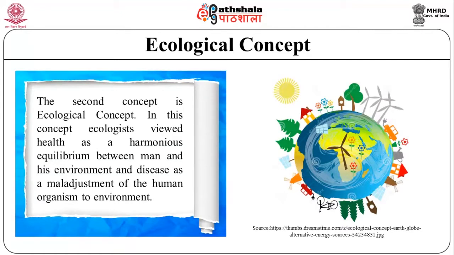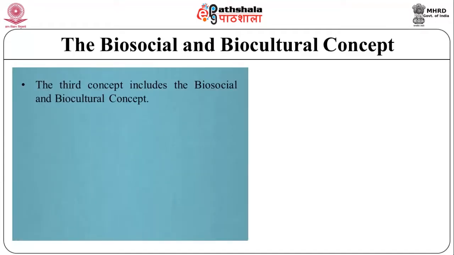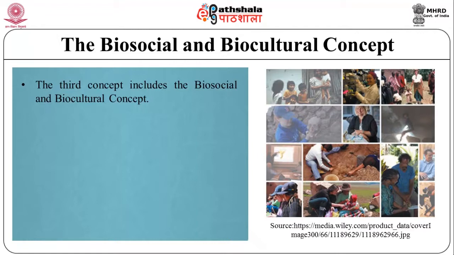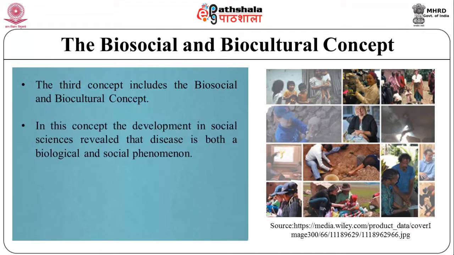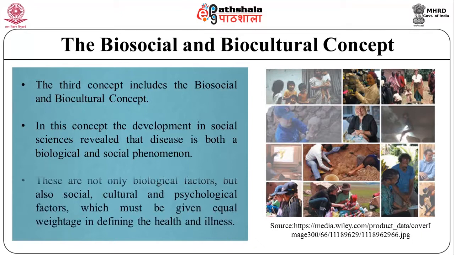The second concept is the ecological concept. In this concept, the ecologist viewed health as a harmonious equilibrium between man and his environment, and disease as a maladjustment of the human organism to environment. The third concept includes the biosocial and biocultural concept. In this concept, the development in social sciences revealed that disease is both a biological and social phenomenon. There are not only biological factors but also social, cultural, and psychological factors, which must be given equal weightage in defining health and illness.